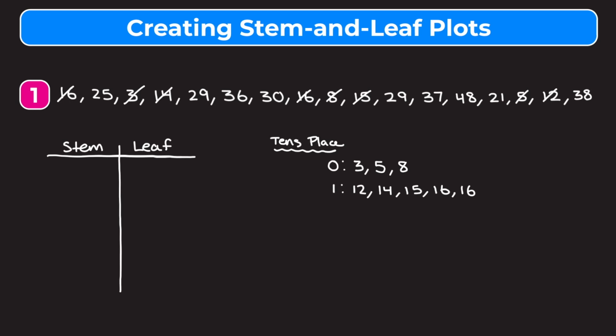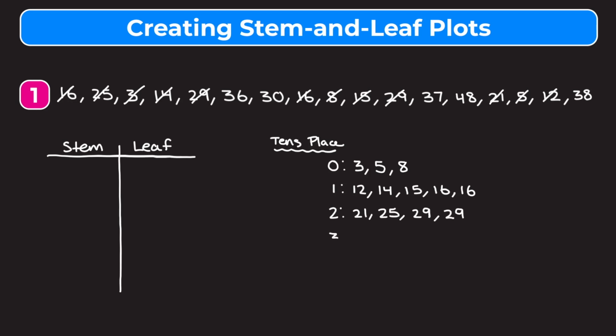So now let's write down every number that has a tens place of 2. So all the 20s. So our smallest one is 21. Our next one is 25. And let's see what else we've got. We've got 29 that shows up twice. And I think that is all the 20s.